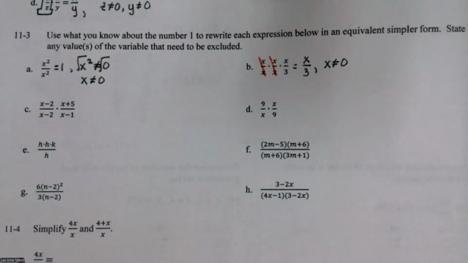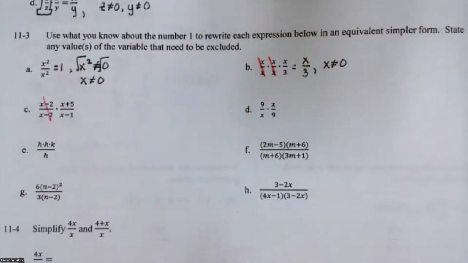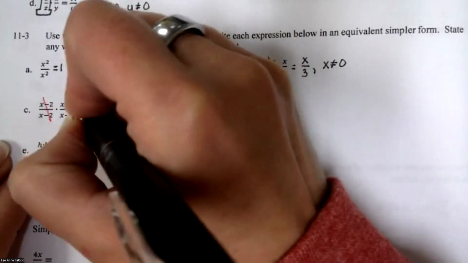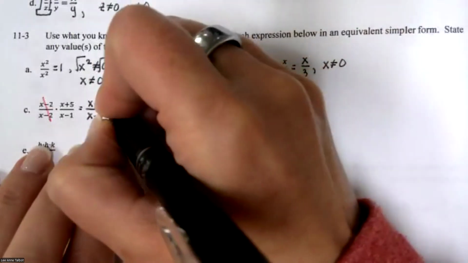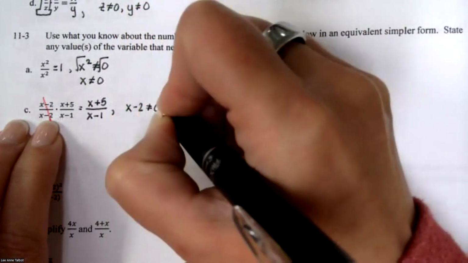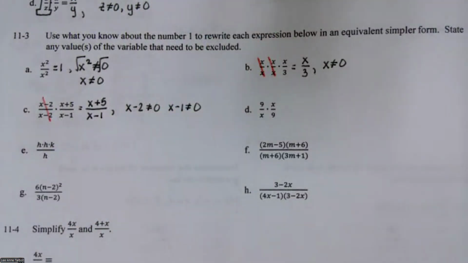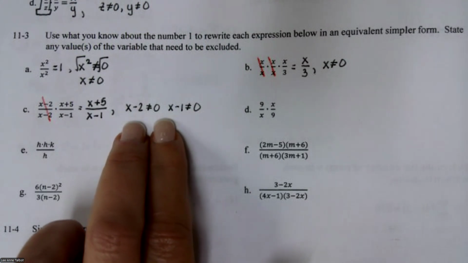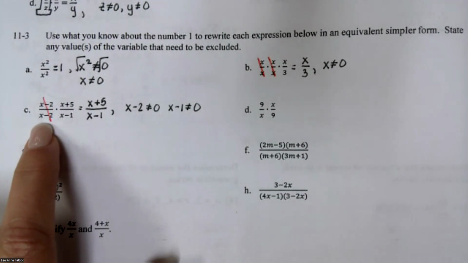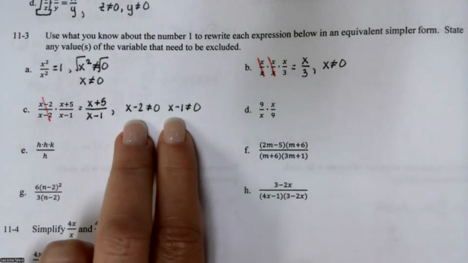Okay, what can I cancel in C? Beautiful. Okay, now notice on this, I have 2 excluded values. Even though I canceled this out, you need to do the excluded value from the original problem, not after you cancel.